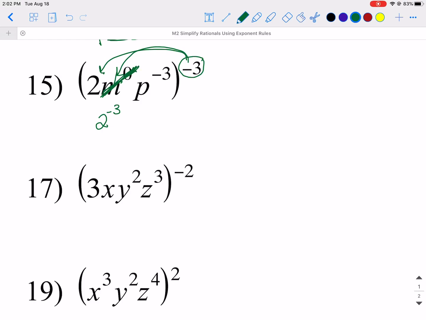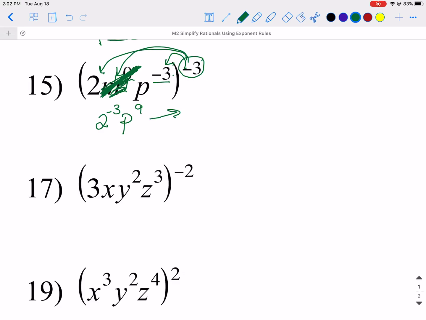So when you have the 0, you're going to cross it off, and if there's nothing left, you just put the number 1. So for our purposes, we're crossing it off. I hope that made sense. So then I'm going to go with my p. I've got a p, got a -3. Remember the power to power rule says I'm going to multiply my exponents. A -3 times a -3 is a +9.